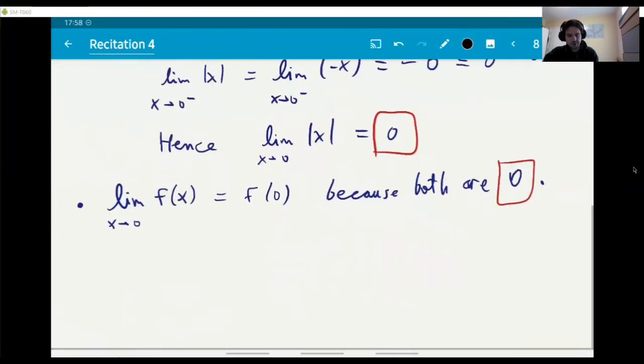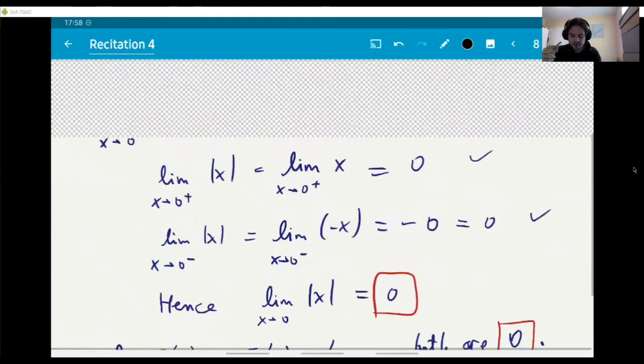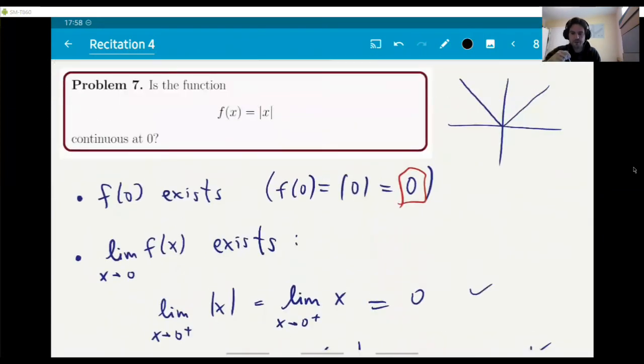Then yes, all three conditions are satisfied. F is continuous at 0. By the way, not just 0, but anywhere, at all points, this function is continuous. But 0 was the most problematic one.